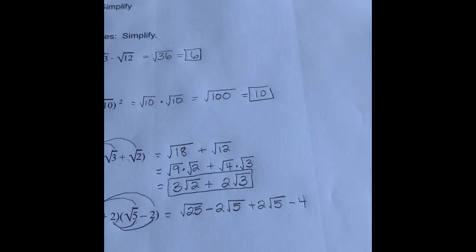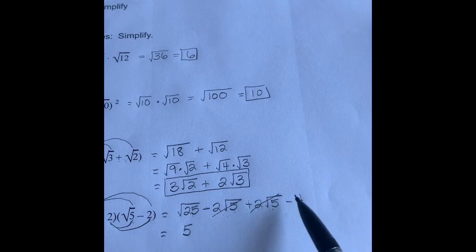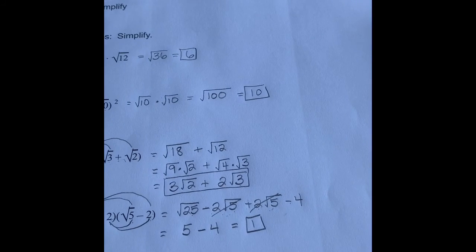So taking a look at what we have, we know that the square root of 25 is 5. Negative 2 square root of 5 plus 2 square root of 5. These are like terms because they both have a square root of 5. Well, think about what negative 2 plus 2 is. It's 0. So these are opposites, so they just cancel each other out. And we can bring down that minus 4, and 5 minus 4 is 1.